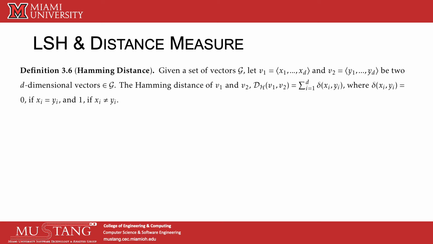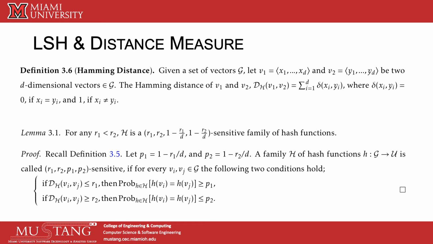We use Hamming distance to measure the distance between 2 vectors, which is equal to the number of bits or positions that differ. We use the Hamming distance because the lower bounds, P1 and P2, are known, which are equal to 1 minus R1 over D and 1 minus R2 over D. And this is proved in lemma 3.1.